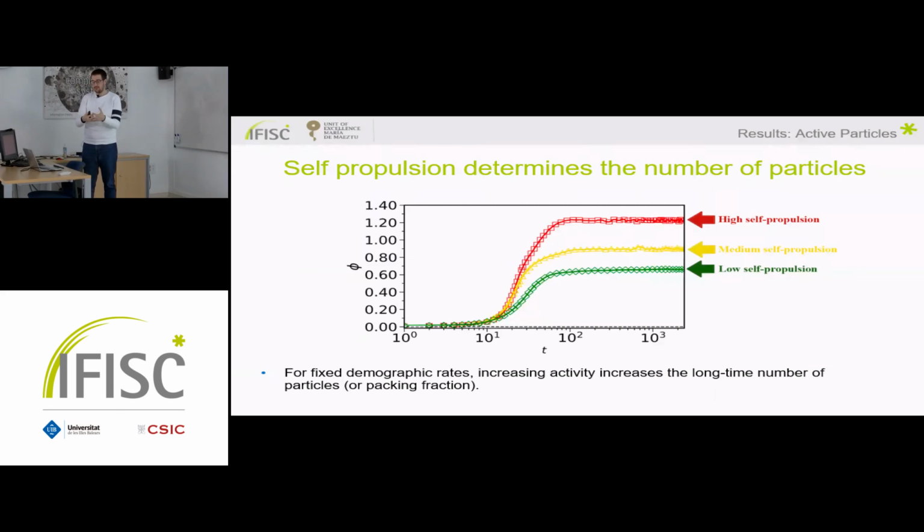Because we create the size with a Lennard-Jones potential, but this is not a perfect wall, then this self-propulsion pushes into the potential. And for that reason, the particles overlap and the packing fraction is greater than one. Then, depending on the self-propulsion, the number of particles varies.